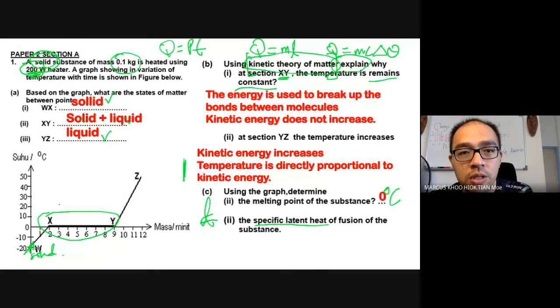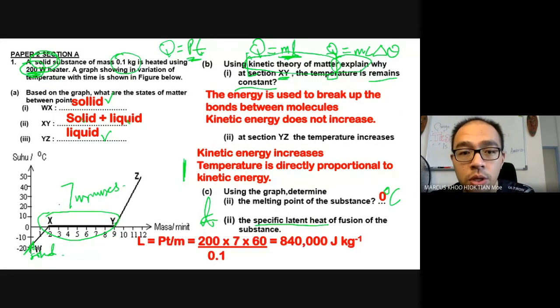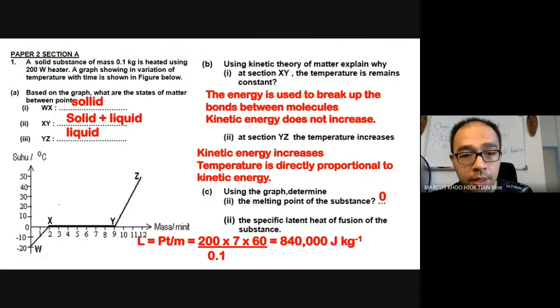You need to use PT equals to ML. And we already know how many minutes is here. It is 2 until 9, so it's 7 minutes. But since we're using T in seconds, we need to change the minutes to seconds by multiplying by 60. So this one, guys, comes from PT equals to ML.